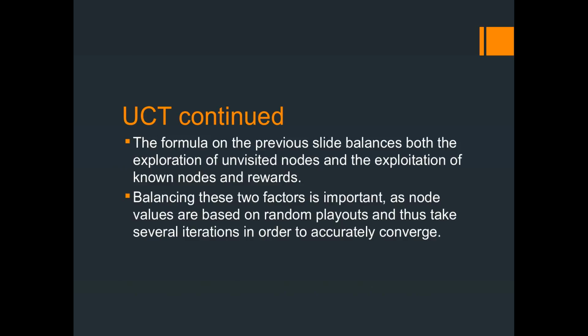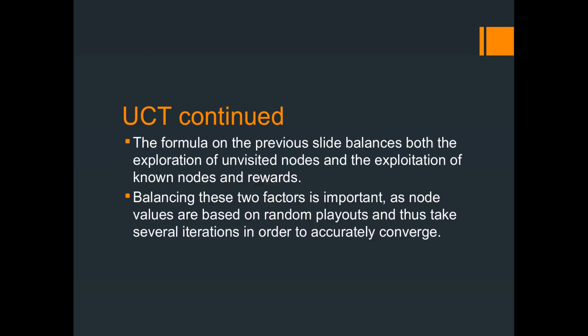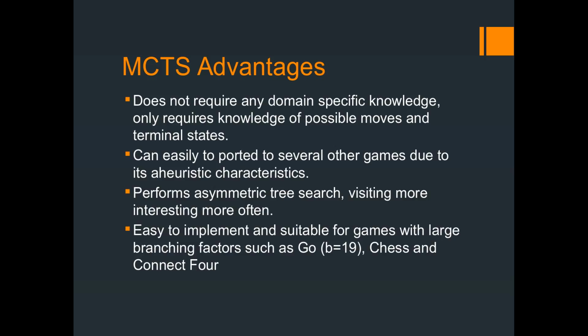So the formula on the previous slide balances both the exploration of unvisited nodes and the exploitation of known nodes and rewards. You can change this by changing the C factor, so as you increase C, you'll explore more unvisited nodes, and as you decrease C, you'll explore nodes with higher playout values. Balancing these 2 factors is important, as node values are based on random playouts and thus take several iterations in order to accurately converge. So Monte Carlo Tree Search has several advantages.